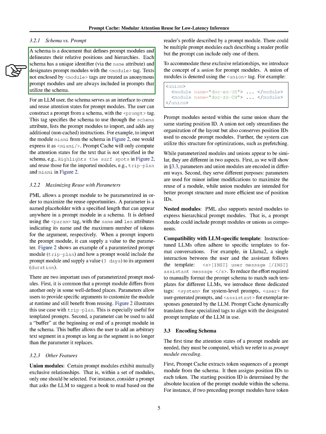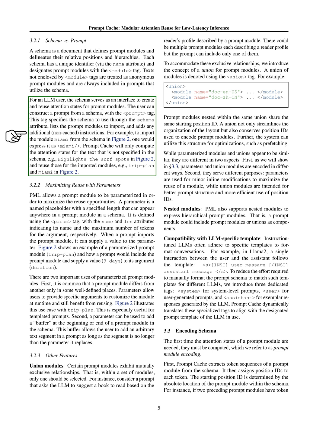A user can construct a prompt from a schema with the <prompt> tag. This tag specifies the schema to use, lists the prompt modules to import, and adds any additional instructions. For example, to import the module Miami from the schema, one would express it as <Miami>.